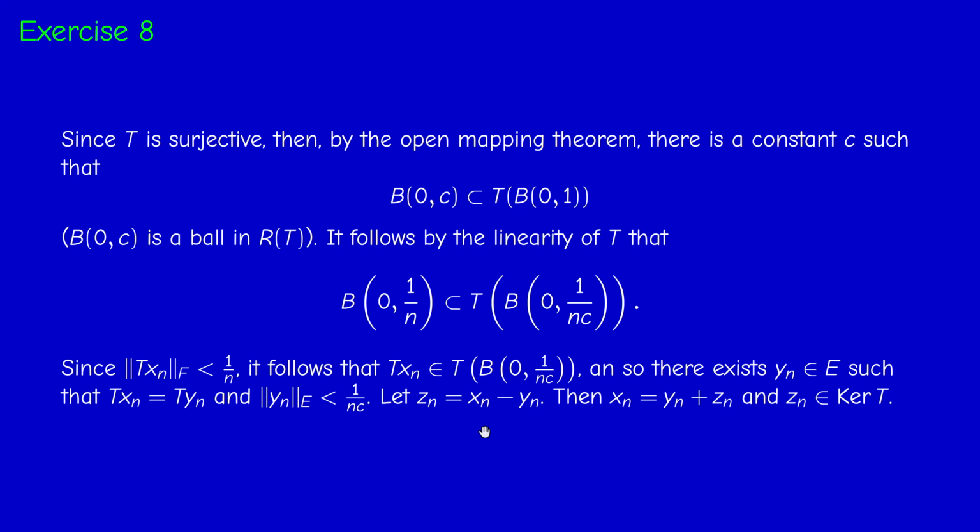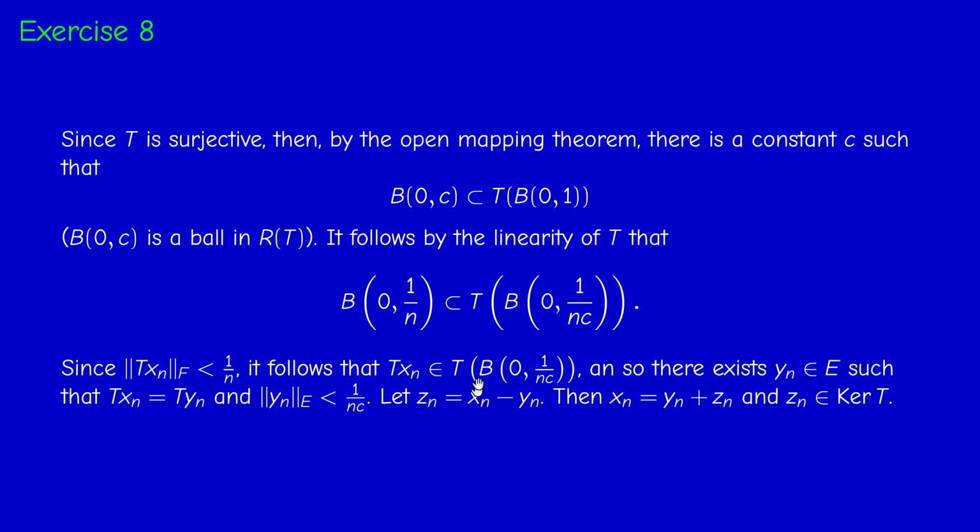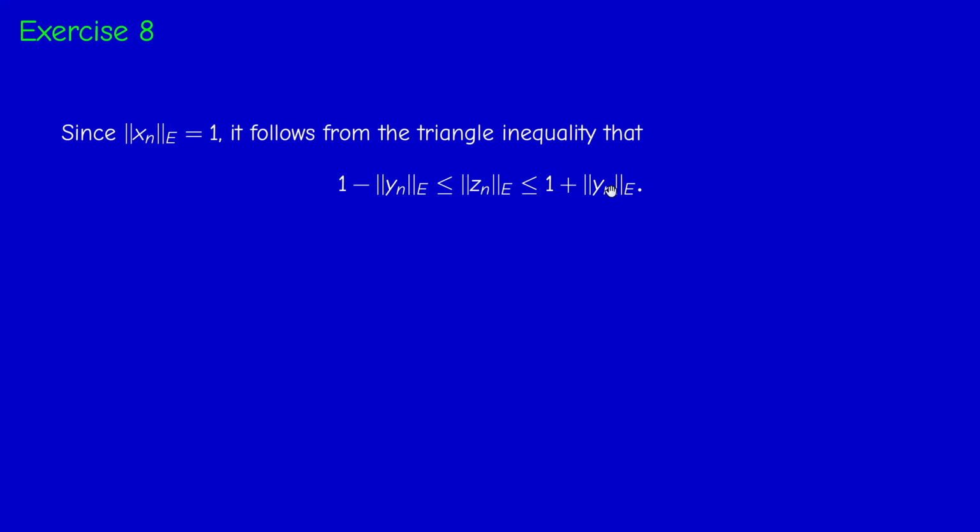And I apply the triangle inequality twice. The norm of zn is less or equal than the norm of xn plus the norm of yn. And the norm of xn, as we said in E, is 1, actually. And the other way around, the norm of zn is bigger than the norm of xn minus the norm of yn. This is the second form of the triangle inequality. So we get this double inequality, if you like.